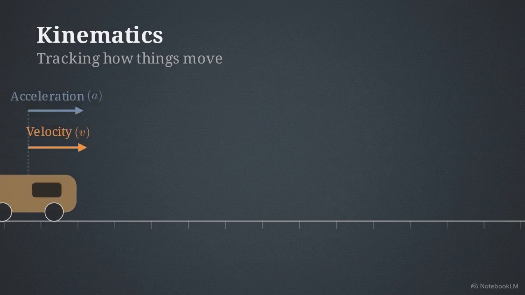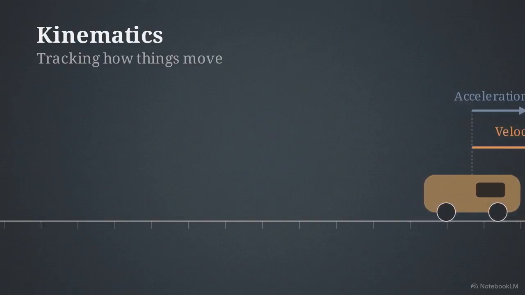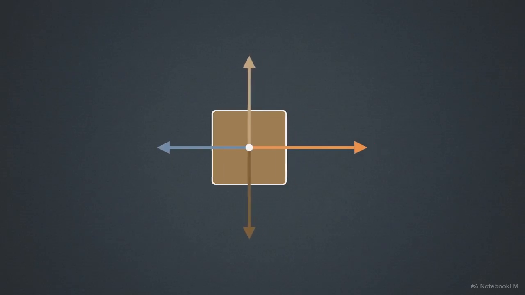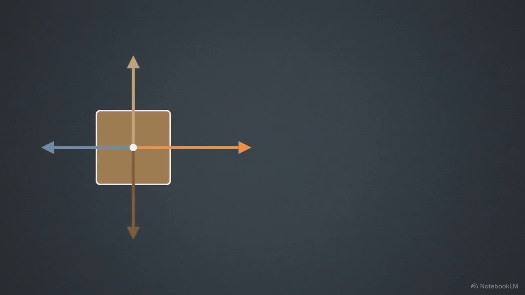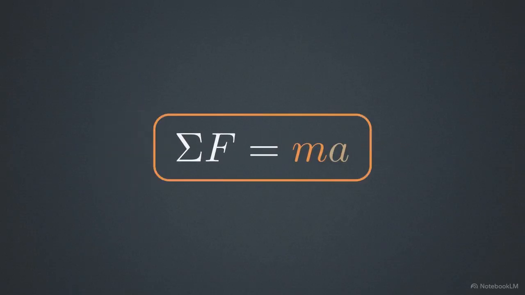In kinematics, we measured how things move, tracking velocity and acceleration. But to understand why they move, we have to look at the invisible pushes and pulls acting on them, forces. The bridge between forces and motion is Newton's second law. The sum of all external forces on an object equals its mass times its acceleration. This single equation serves as the starting point for every dynamics problem we solve.